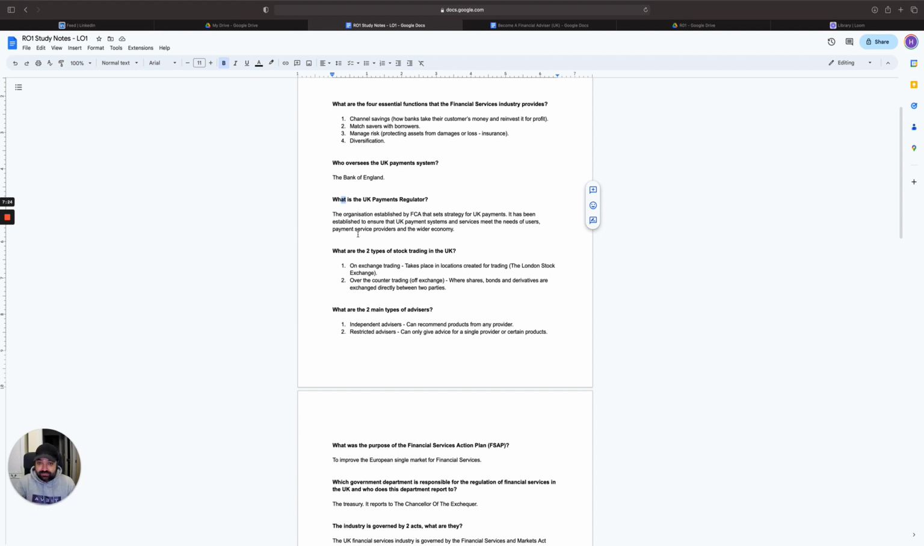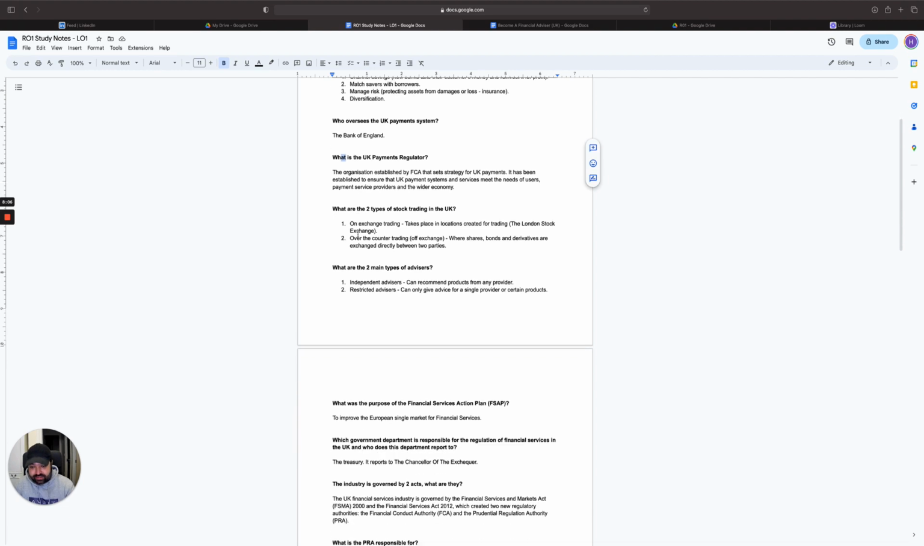The next question that I've highlighted from Learning Outcome 1 is, what are the two main types of advisors? I think this was relatively simple for me. Independent advisors, so you might have seen IFAs, independent financial advisors. These are the advisors that can recommend products from any provider. And then the other type is restricted advisors. They can only give advice for a single provider or certain products. But it's in the name, isn't it? Independent advisors can recommend products from any provider, and restricted advisors are restricted on who they can recommend.